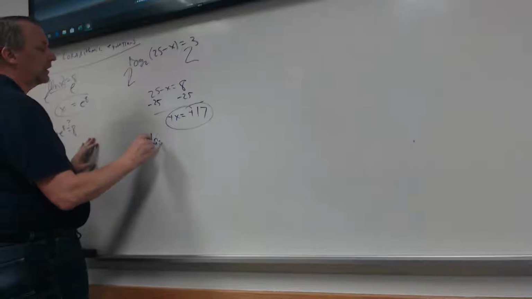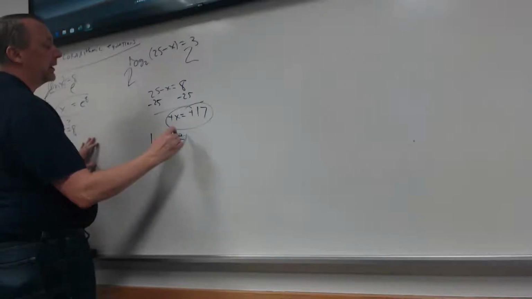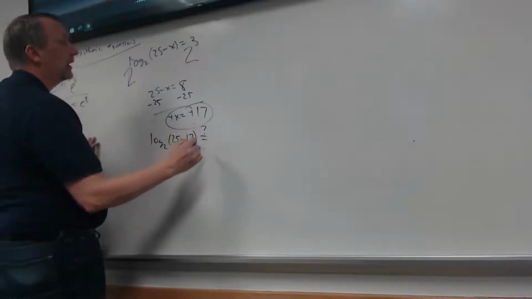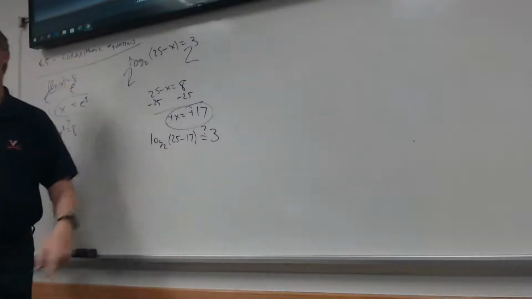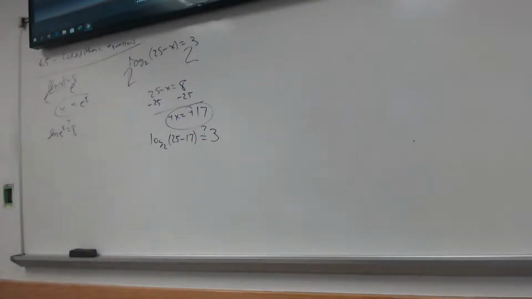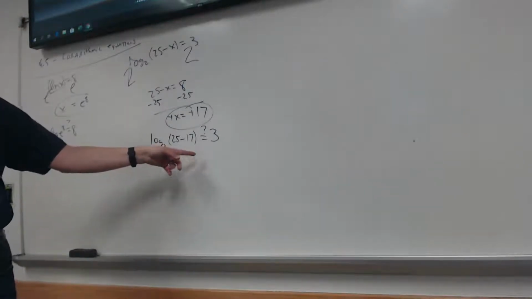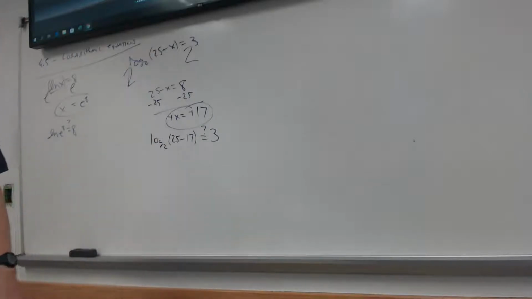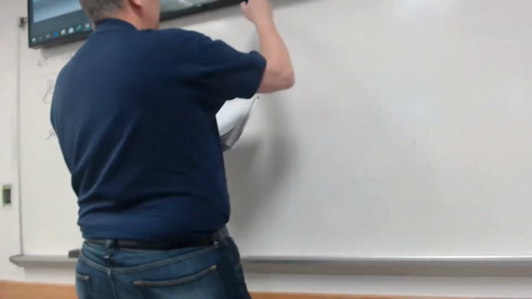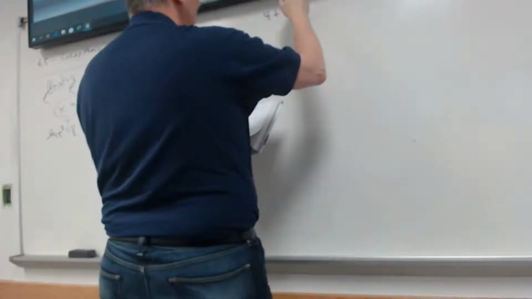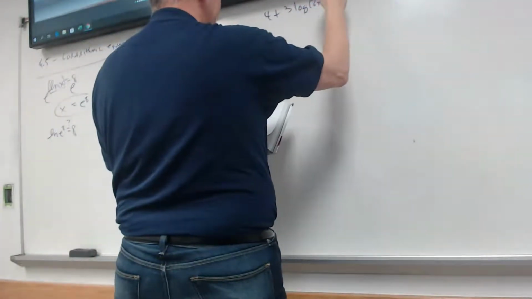So if I had the log base 2 of 25 minus 17, does that equal 3? So 25 minus 17 is 8, and log base 2 of 8 is 3, so that one does work. Okay? So those do tend to cause some problems. Okay, how about this one? What if I want you to solve 4 plus 3 log of 2x equals 16.